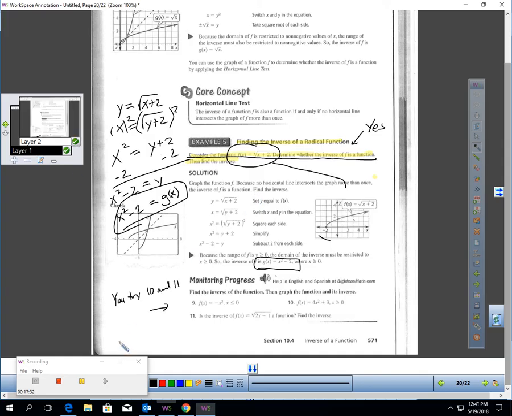What I'd like you to do now is pause the video and try 10 and 11. In 10, they want you to find the inverse of the function and then graph the function and its inverse. So pause the video and do that. And then in 11, they ask you, is the inverse of this a function? Then find it.